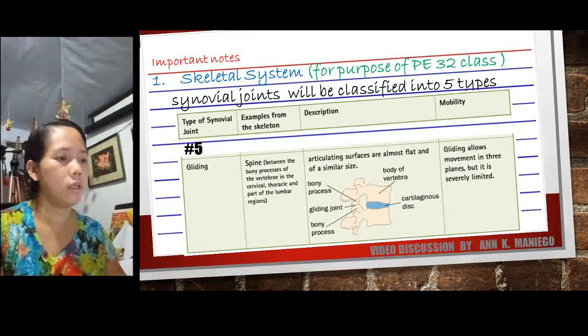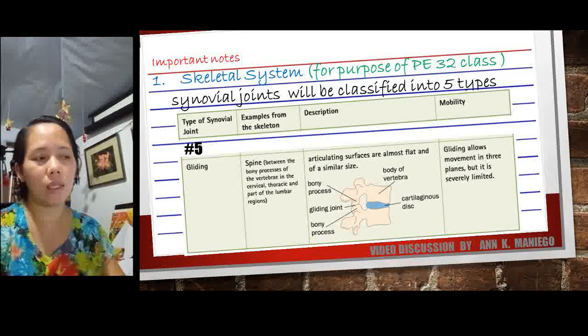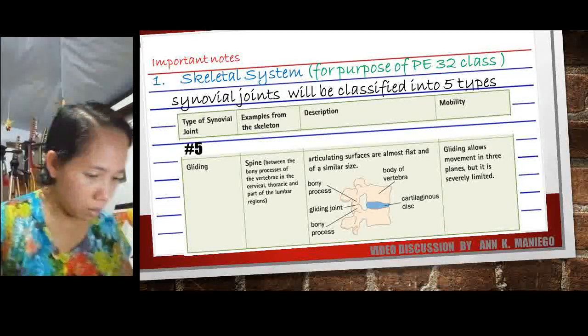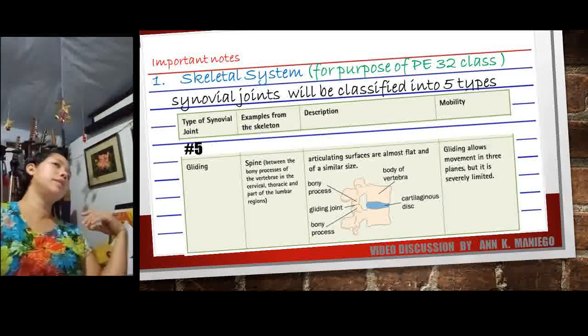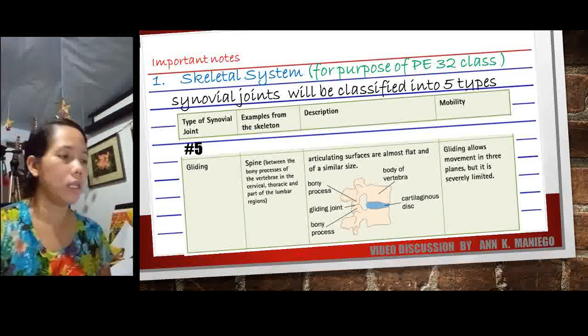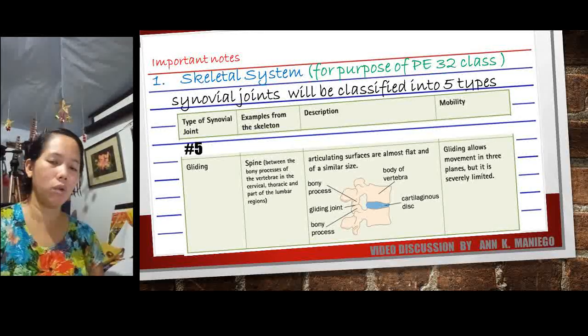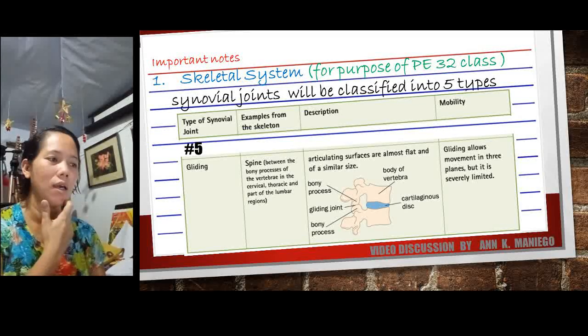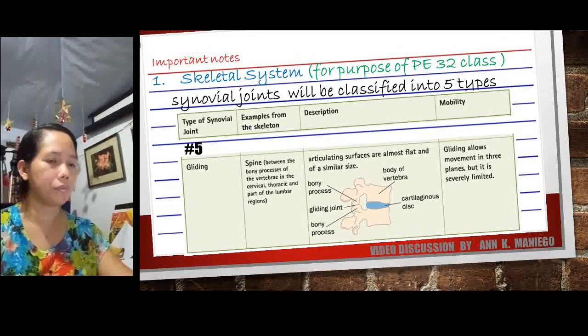And then gliding allows movement in 3 planes but it is severely limited, di ba? So makabend man ka dito, forward, backward, sides, but then limited siya. Dili siya mo-ingon nga pilo nimo to the max. Dili siya, limited. Then next one is number, okay, 5 raman day siya.